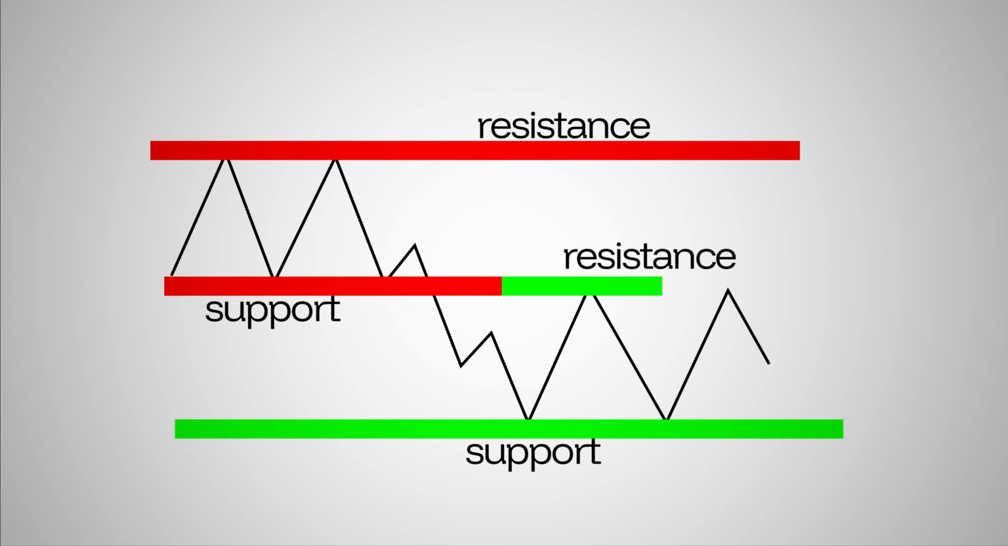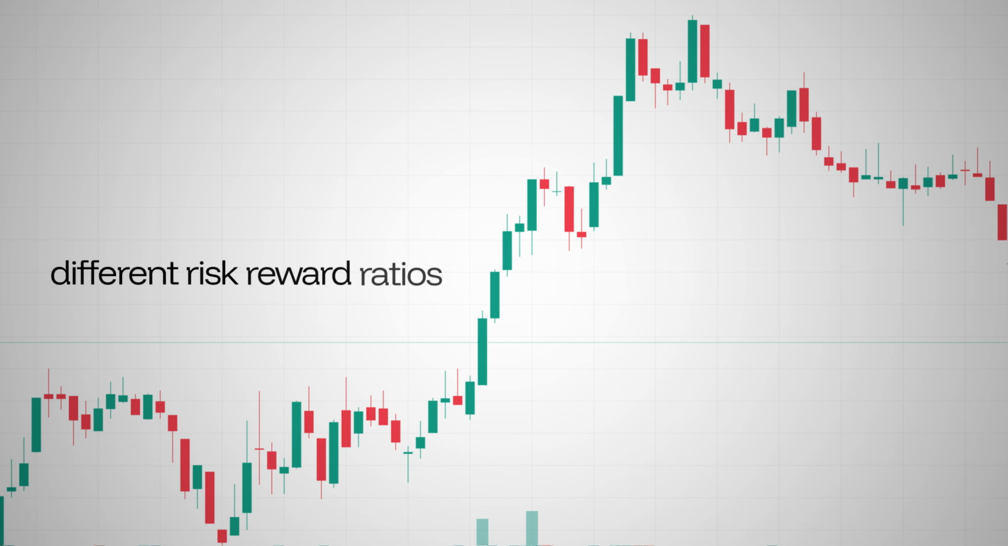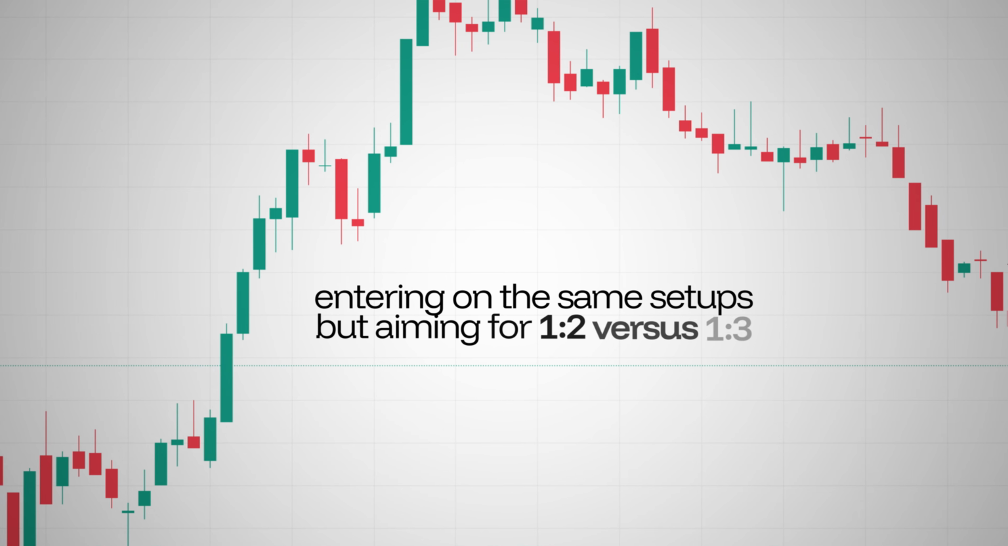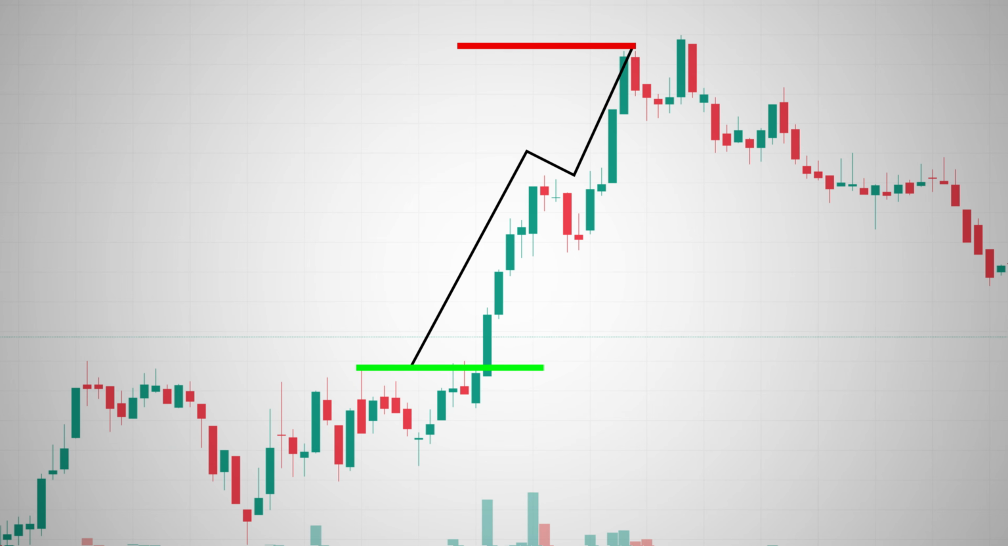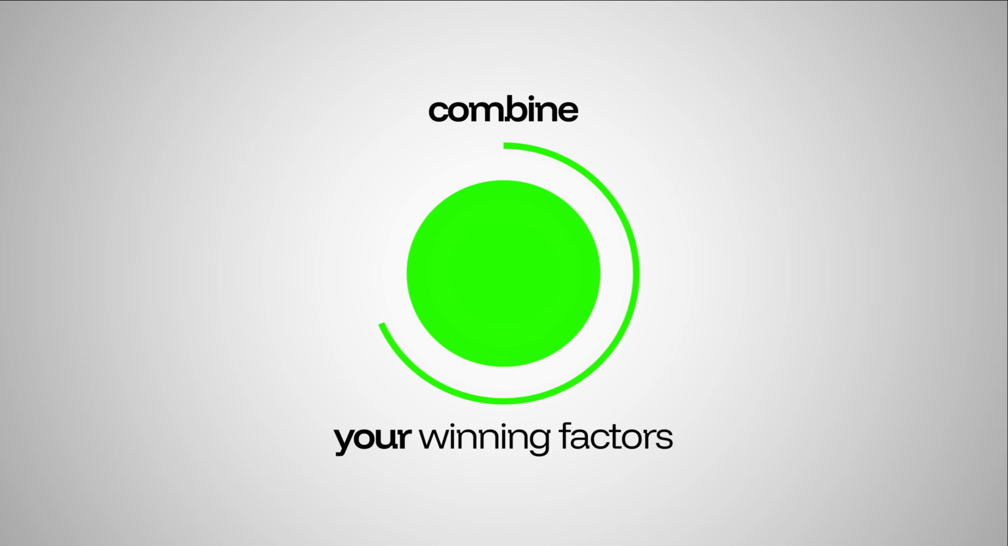We could test different exit strategies. We could test a dynamic market structure based exit strategy, or we could test a strict 1-to-3 risk reward ratio stop loss and target exit strategy. We can test different risk reward ratios, entering on the same setups but aiming for a 1-to-2 versus a 1-to-3. We can test different entry confirmations independently and see if candlestick patterns or indicators are more reliable when it tests our zones. What I recommend is to test each piece alone first and then combine your winning factors from your results. Once you've tested individual factors, you combine the ones that worked and create clear rules.